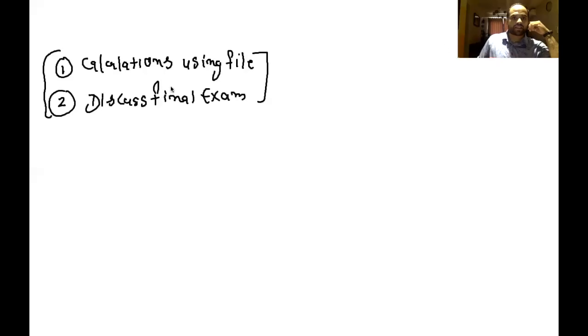So we will cover two things. The first thing is calculation using a file. Do you have this file, the file I sent you before? I think the name of the company is Breton, I guess. Do you have that file, or do you want me to send it again?